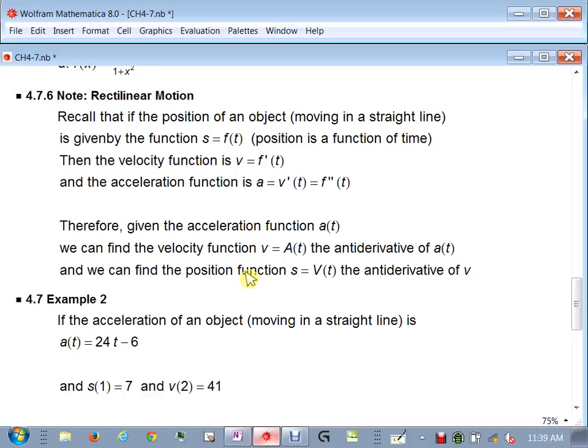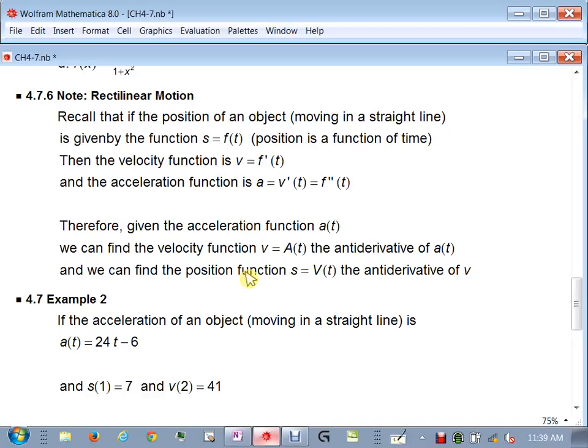And what I think is amazing is that we only need two pieces of information. We just need to know its speed at one point in time. That's it. Just tell me how fast it was going at one point in time, and tell me its position at one point in time. If you give me that, I'll get everything else.